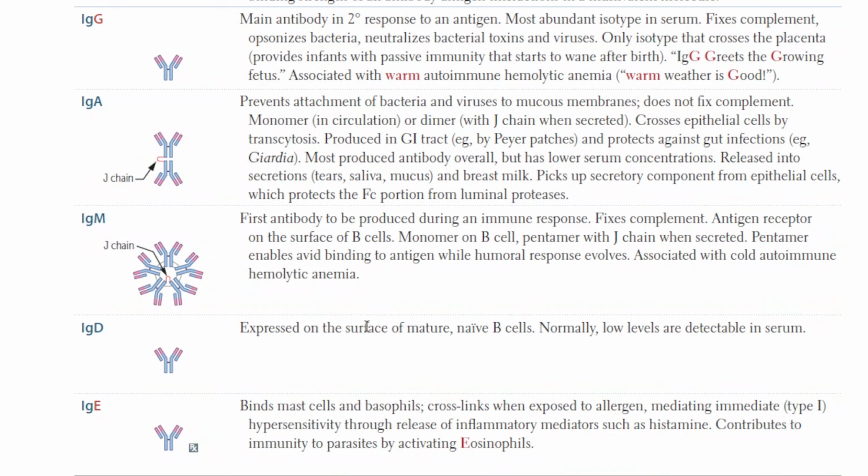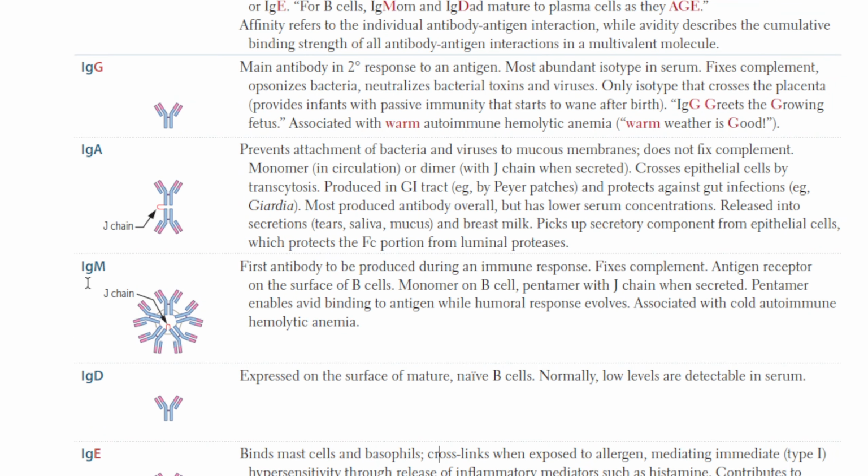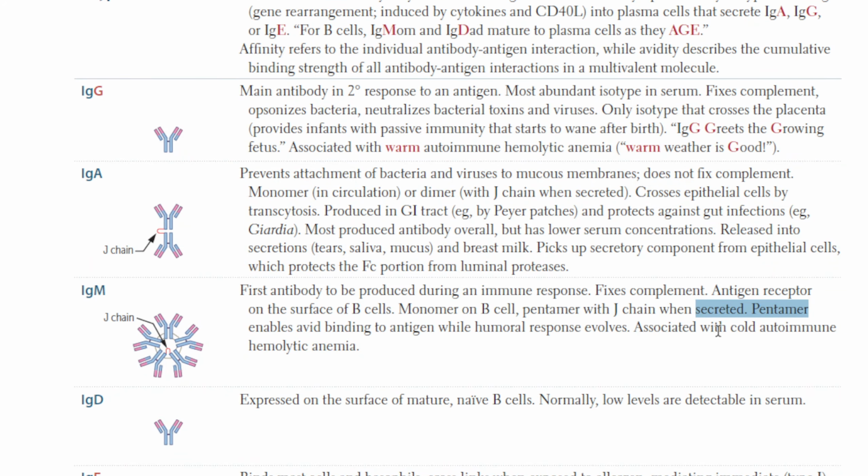Immunoglobulin D is expressed on the surface of mature naive B cells. Normally low levels are detected in the serum. Remember, immunoglobulin M is a pentamer form. The pentamer enables avid binding and changes while humoral response is involved. It is associated with cold immune hemolytic anemia.